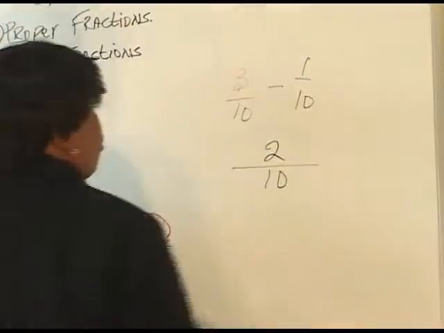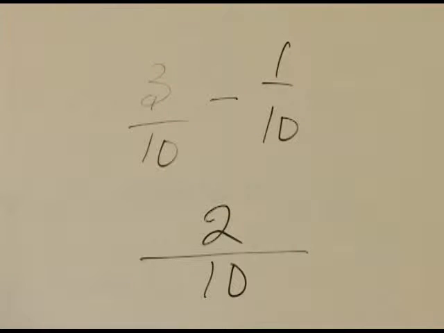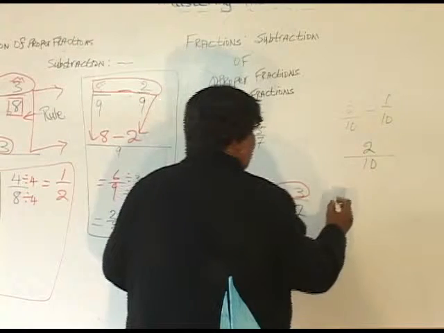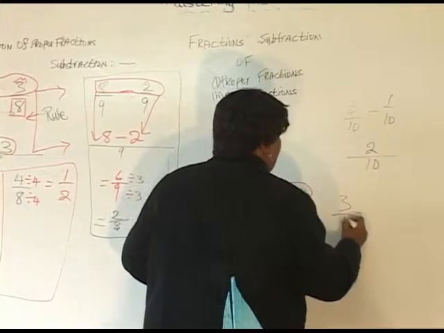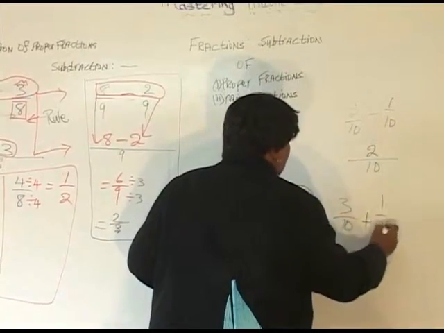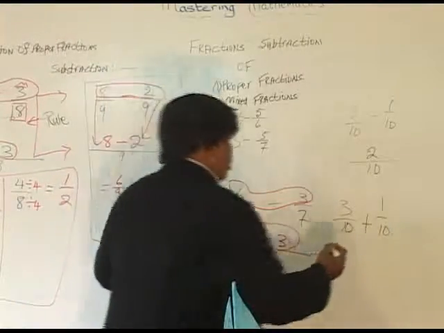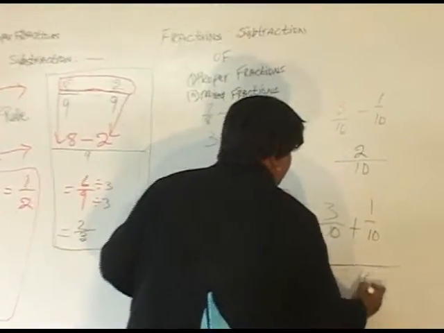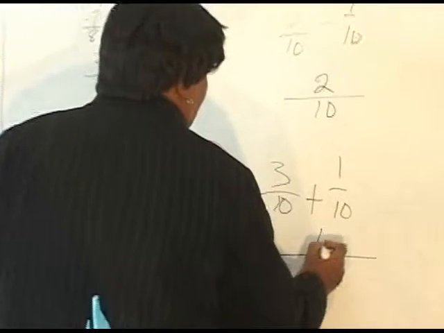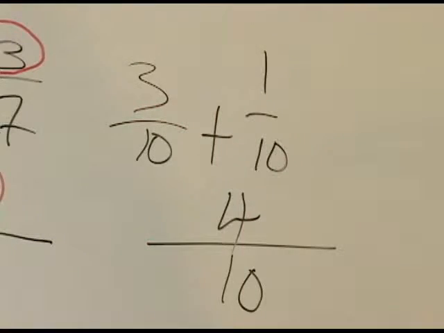The answer is just 2 upon 10. That is what we do. When the denominators are the same, we just subtract the numerators. If the sign was addition, so we had 3 over 10 plus 1 over 10, we would just add the numerators. So the LCM would be 10, and 3 plus 1 would give you 4. All right? So the denominators are the same, and that is what we are doing.